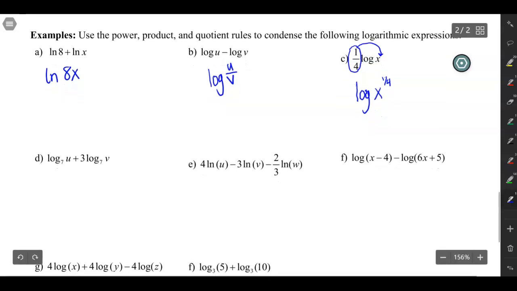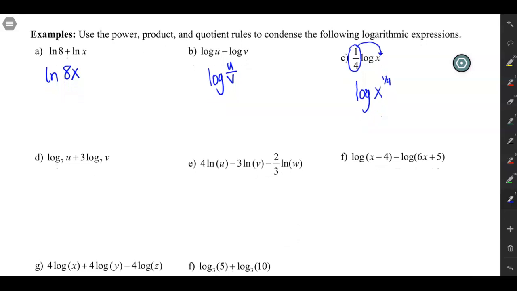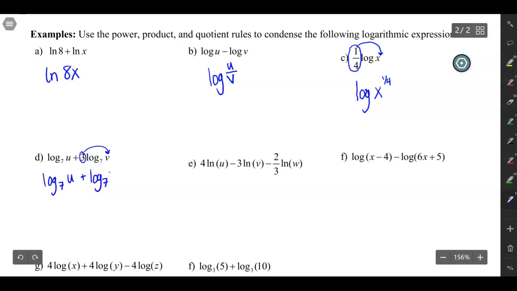Okay, let's go ahead and do some other examples. In these ones, they're going to get a little more complicated, and we're going to be combining several different log rules. So first, I'm always going to start by taking care of any constants that are in front of my logarithms. In this case, I have a 3 in front of a log, so I'm going to take that 3 and make it an exponent. So I have log base 7 of u plus log base 7 of v to the 3rd power.